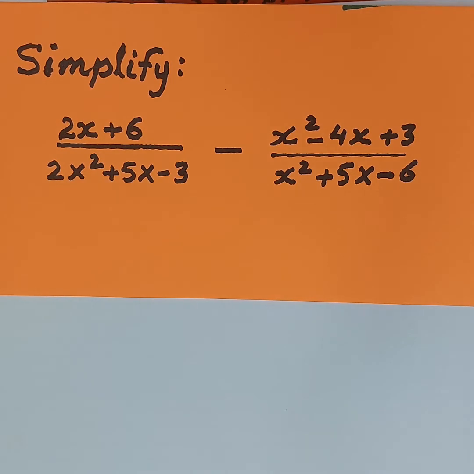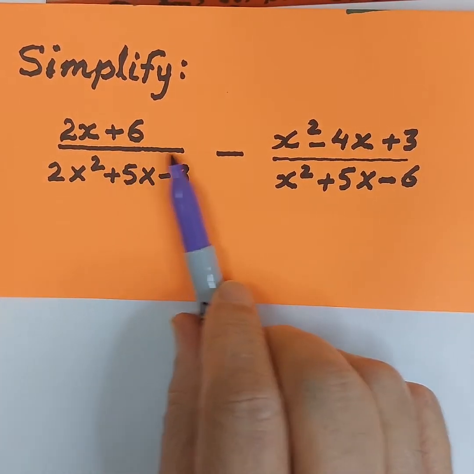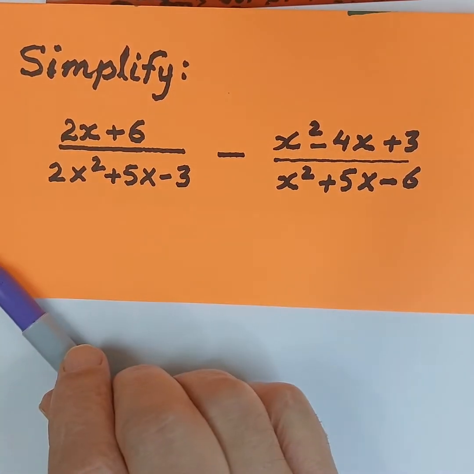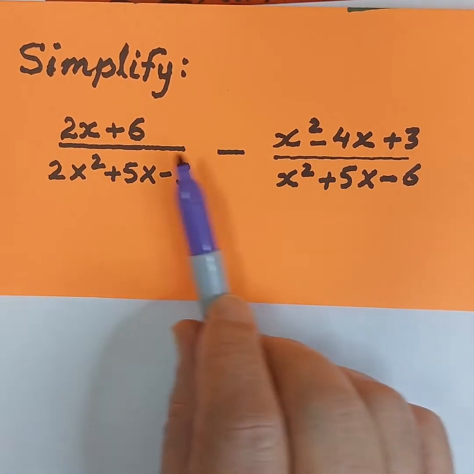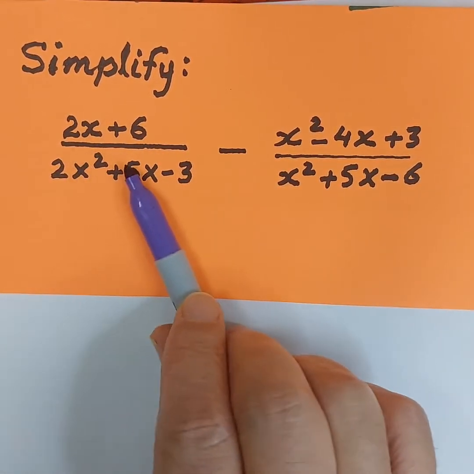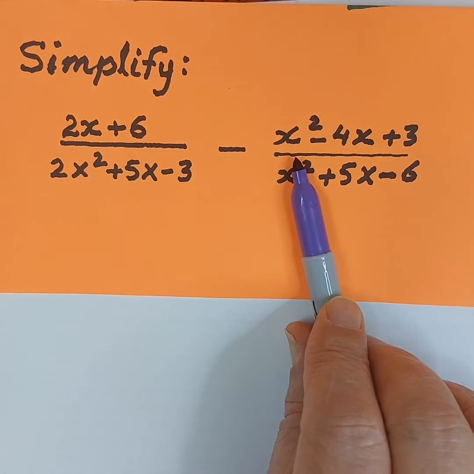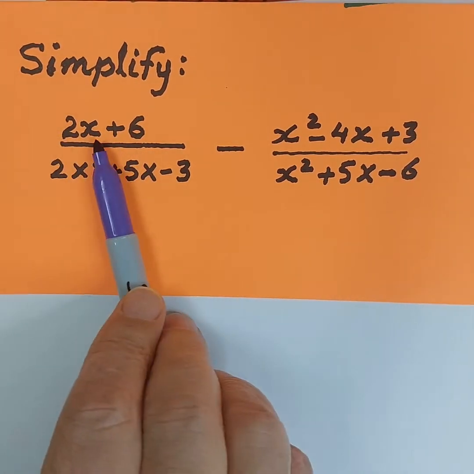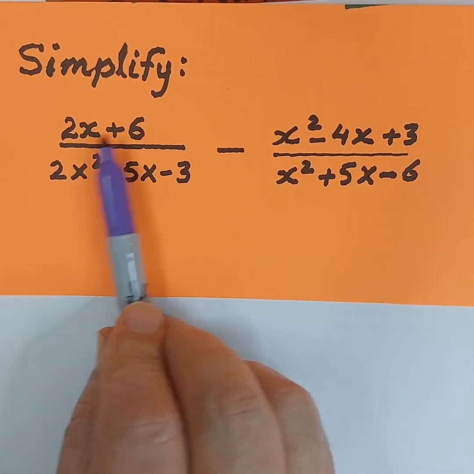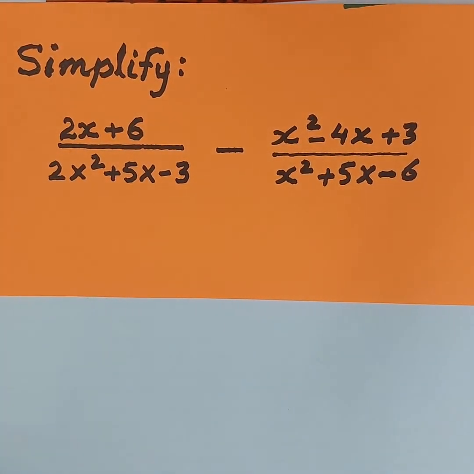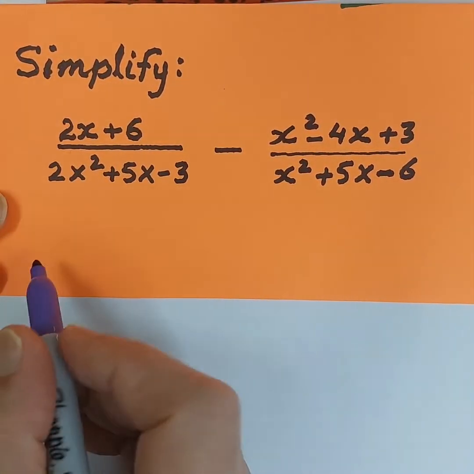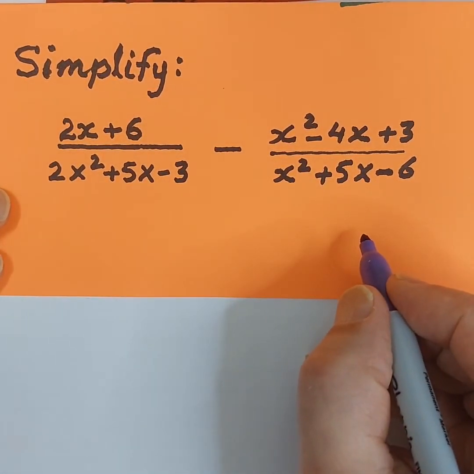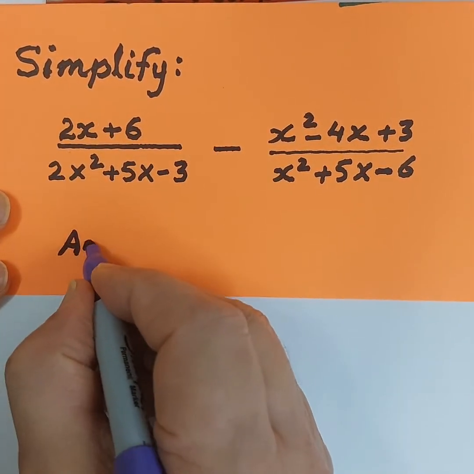Let us look at this exercise. We need to simplify the result of subtracting these two quantities. Before doing the subtraction, we have to put this in simplified form and this in simplified form. After that, we make the subtraction. The first one, here we have a common factor, the number 2. So we can write the answer.